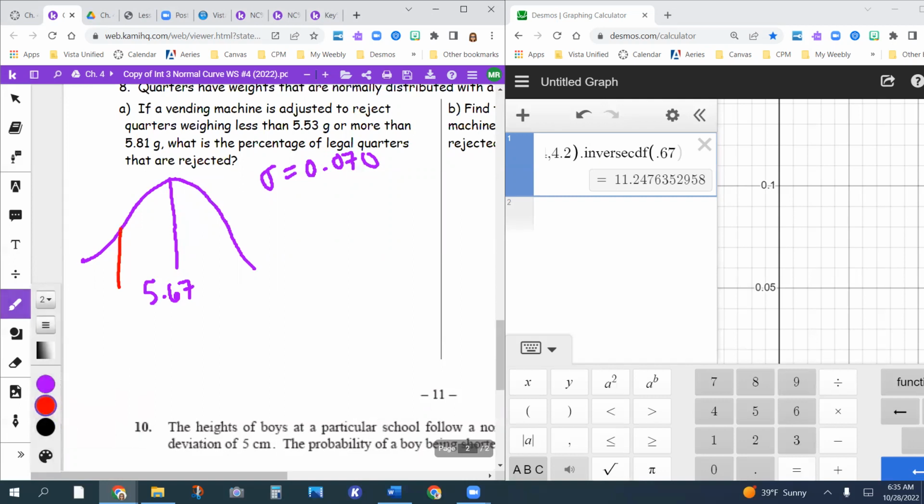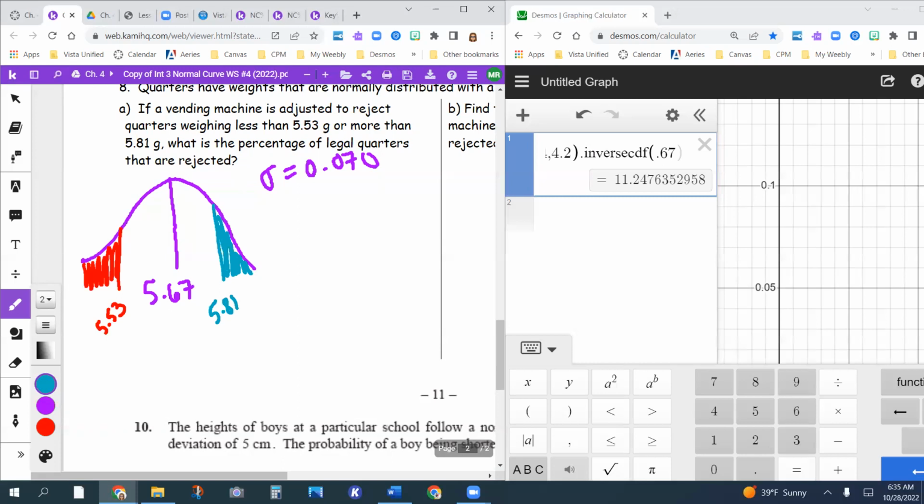less than 5.53 grams. Okay, so we want this area here. Or more than 5.81. Okay, so more than 5.81. What is the percentage of legal quarters that are rejected? Okay.